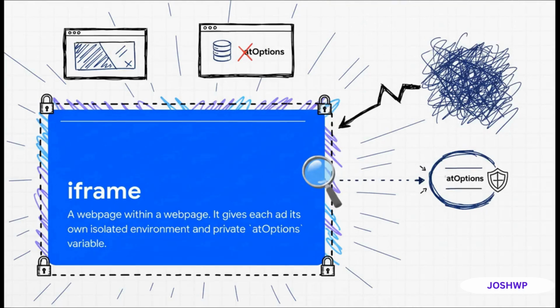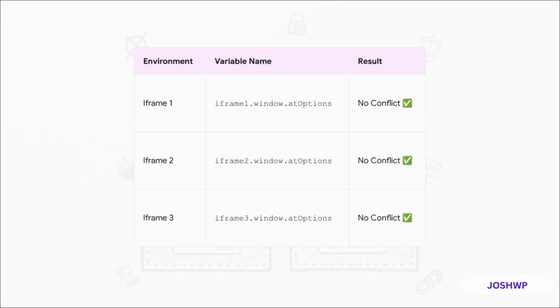An iframe is basically a web page inside your web page. It's totally sandboxed and self-contained. It has its own separate world, its own window object. And crucially, that means it has its own private @options variable that no other ad on the page can even see, let alone mess with. And the result is it's so clean and powerful. Each ad is happy in its own little iframe bubble. The first ad writes to its @options variable. The second ad writes to a completely separate one in its iframe. They can't see each other. They can't interfere. The conflict is just gone. It's a completely elegant and basically foolproof solution.